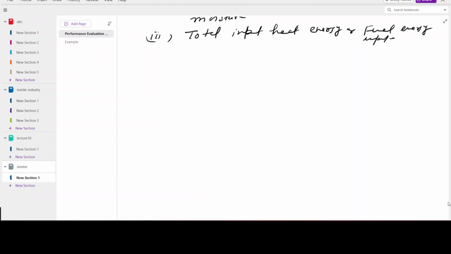But it is very important to understand how to find out the mass of the moisture that has been removed. For that, we will find a general formula so that we can use it in any type of problem. It will be a generalized formula. Suppose this is a process, and this process is the moisture removal process in a dryer.